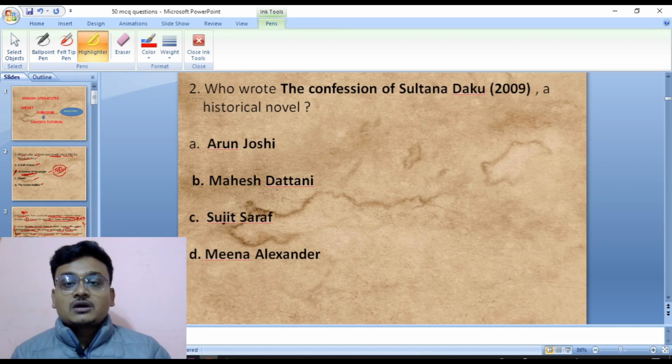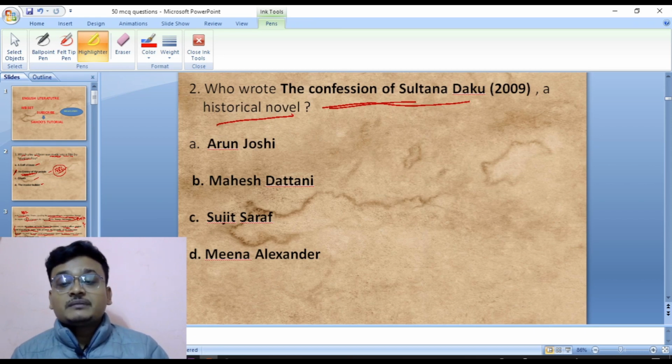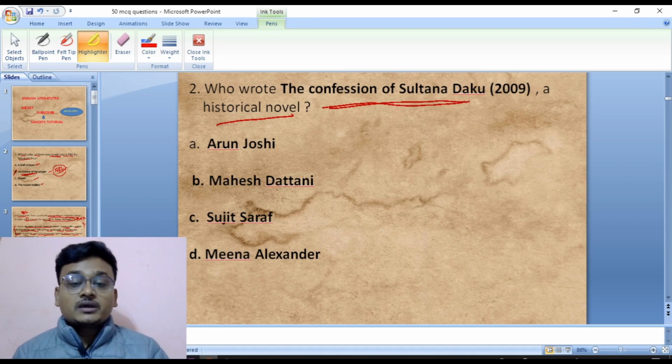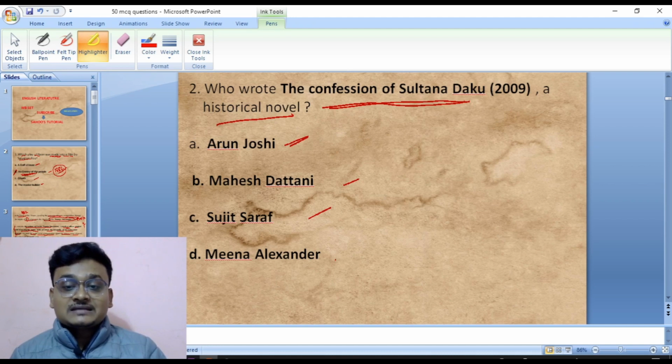Who wrote The Confession of Sultana Daku? This is a historical novel. The options are Arun Joshi, Mahesh Dattani, Sujit Saraf, Meena Alexander. So option C, Sujit Saraf, is the right option here.